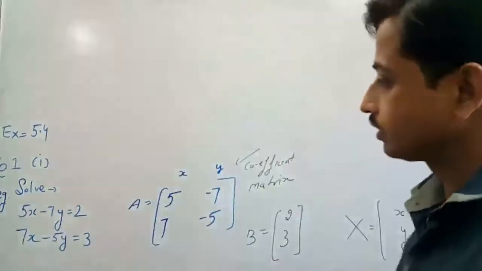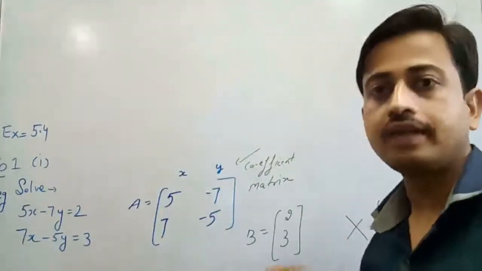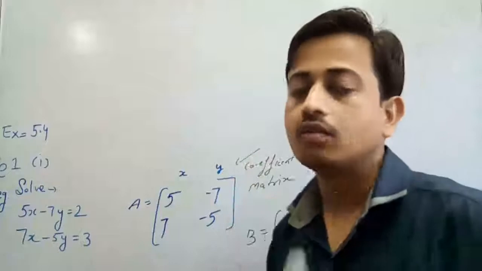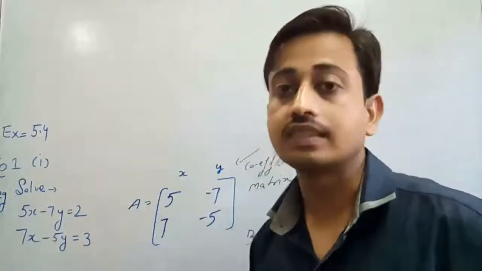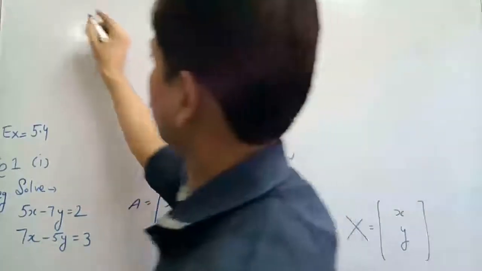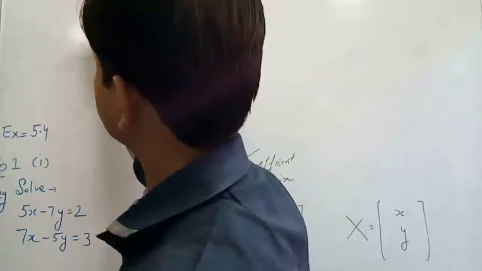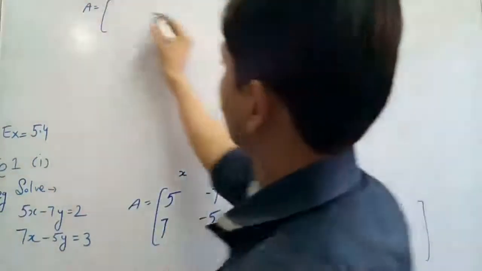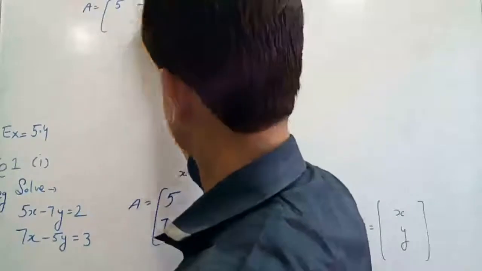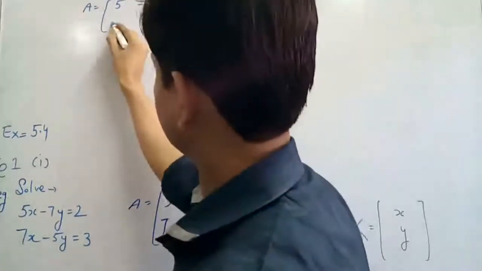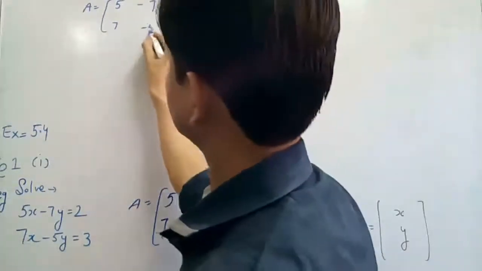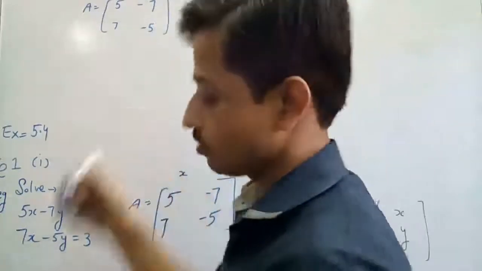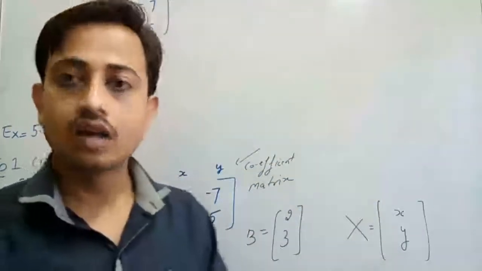Now we have to solve this question. We write A, B and X. First step is what? We have to find the adjoint of A, and we know what A is. The matrix A is 5, minus 7, 7 and minus 5. Firstly we have to write the cofactors.